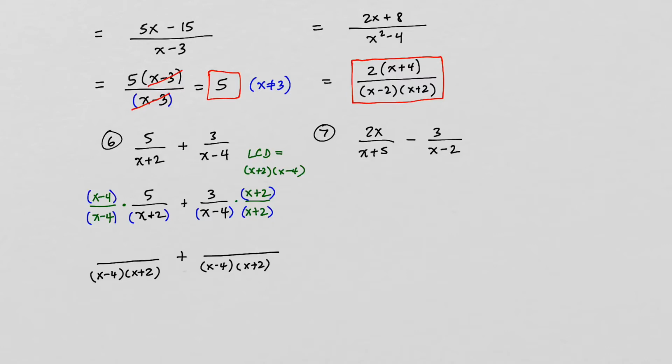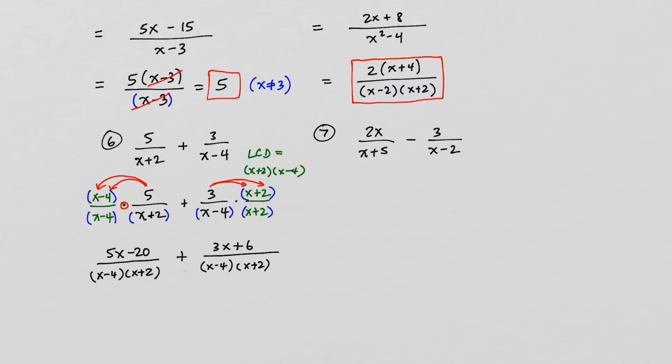But we are going to multiply out the numerator. So when we do the multiplication on top, we're going to distribute the 5 to each of those. And when we do that, we get 5x minus 20. Likewise, for the second fraction, we're going to distribute the 3 to each of those, which gives us 3x plus 6.